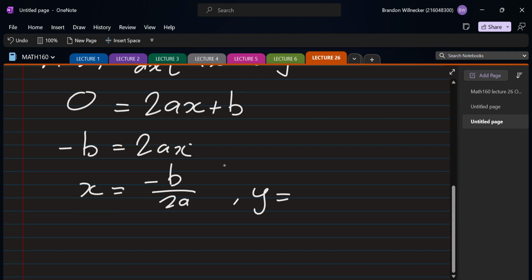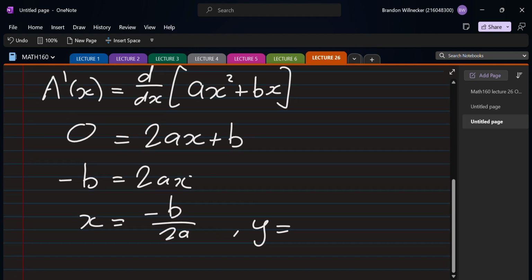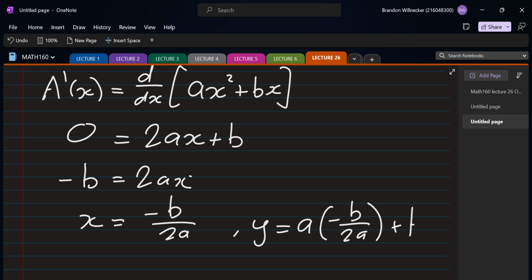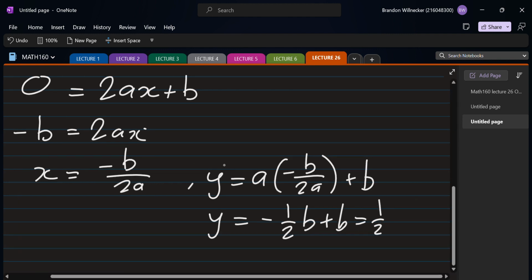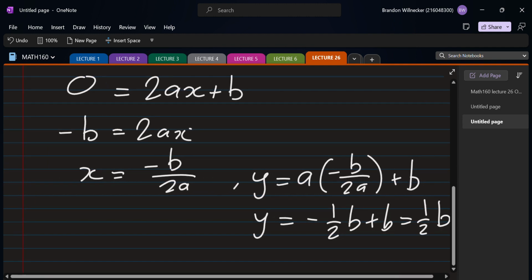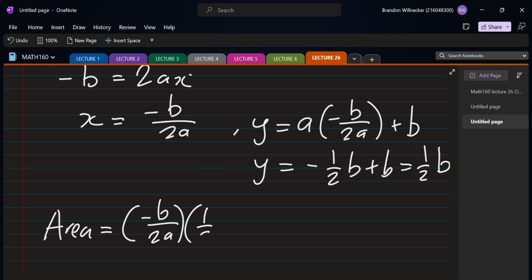The y value would then be, like we had here, ax plus b, so we multiply through by a. So you can have a times minus b over 2a plus b. So y is equal to minus 1/2 b plus b, and that's just 1/2 b. Okay, so we've got the x value, we've got the y value. We can then find the area, which is x times y. So the area is minus b over 2a times 1/2 b. So that is b squared over minus 4a.